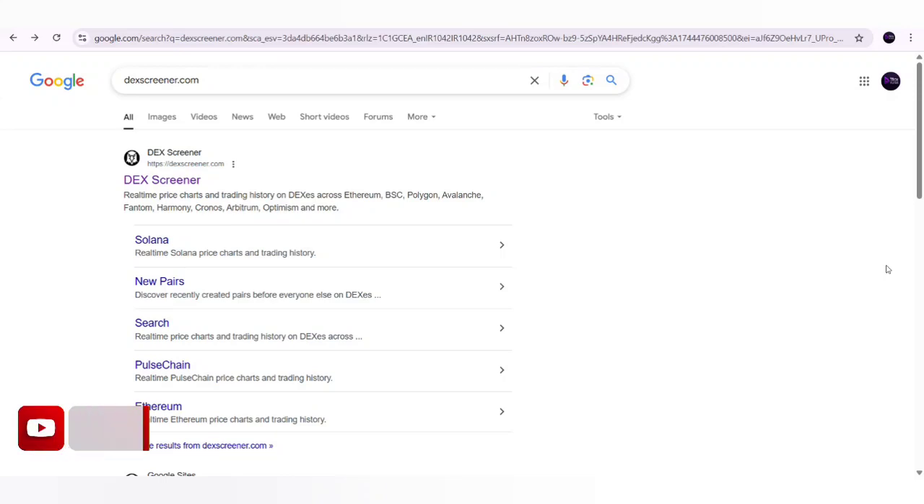No more jumping between tabs to track the market. One smart tool shows it all in one place. Welcome to Tech Flows, and today we're gonna guide you through the Dexscreener website, such an amazing and useful tool for trading.